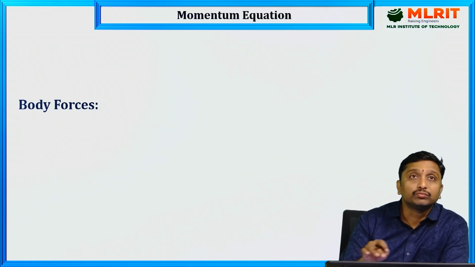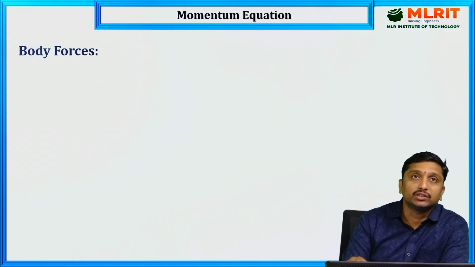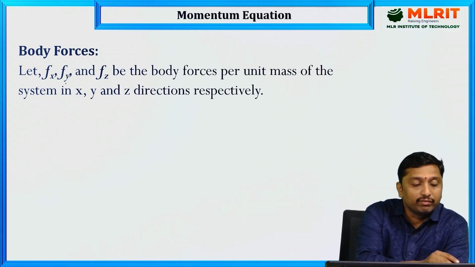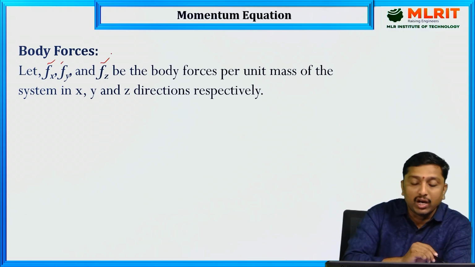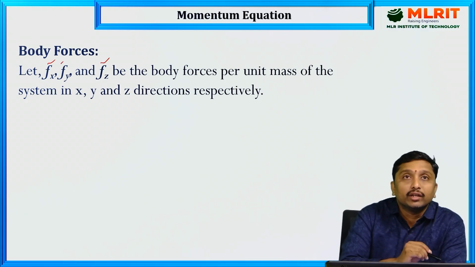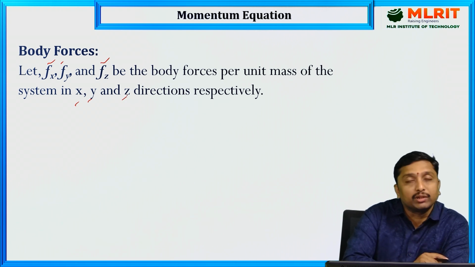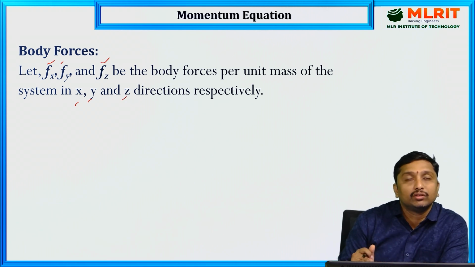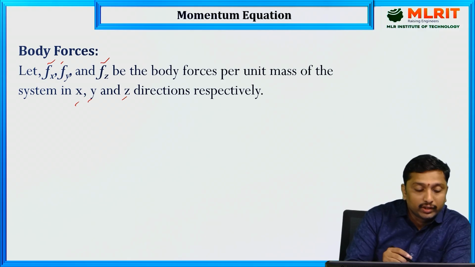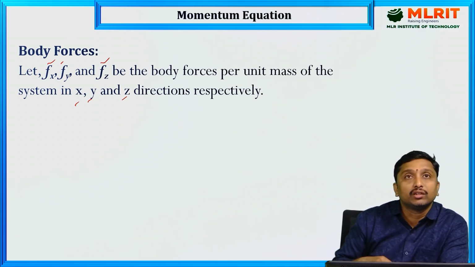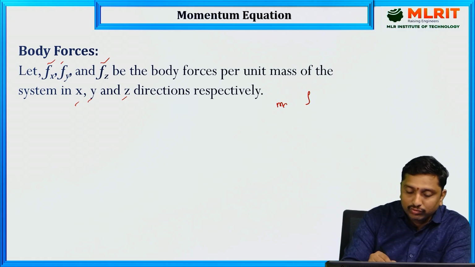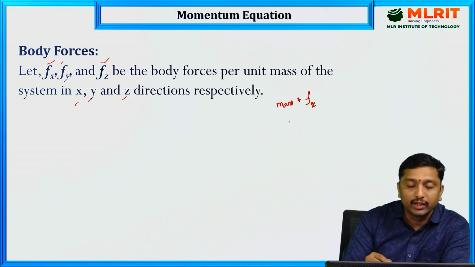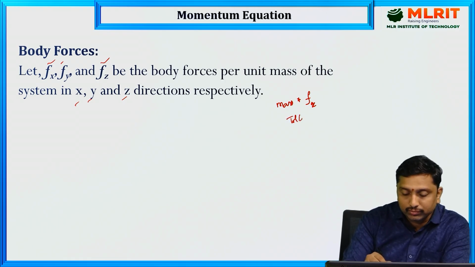So coming to body forces, let us consider Fx, Fy and Fz to be body force per unit mass in x, y and z directions respectively. Since Fx, Fy, Fz are body force per unit mass, if I multiply them with the mass of the system, then I will get the total body force.